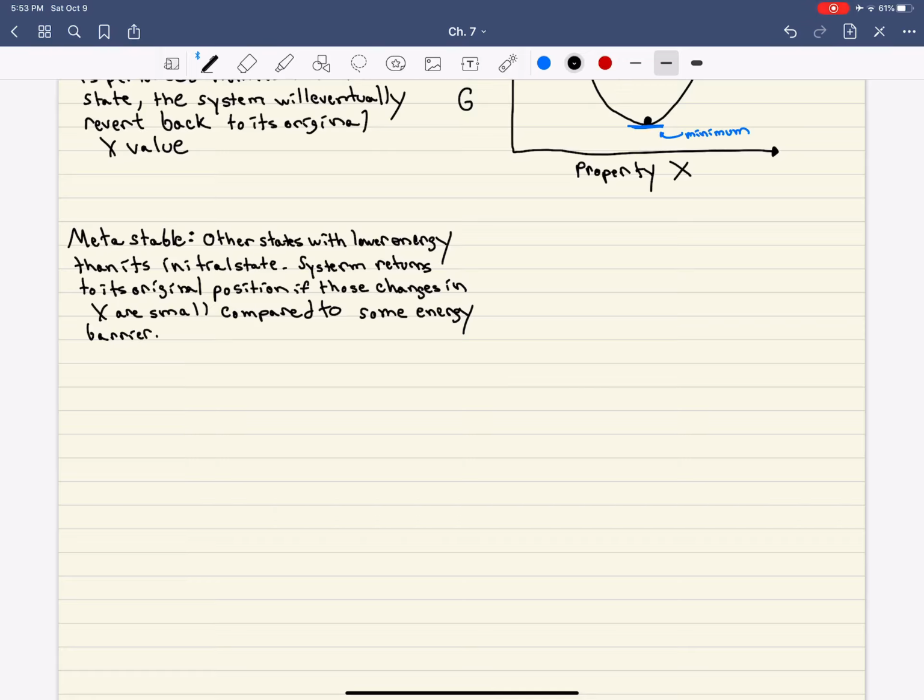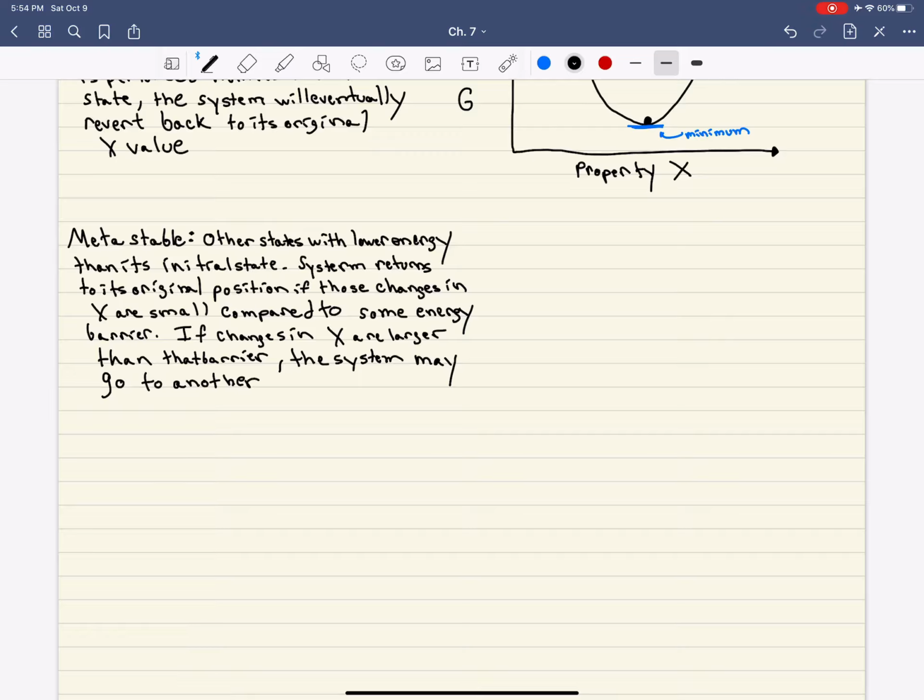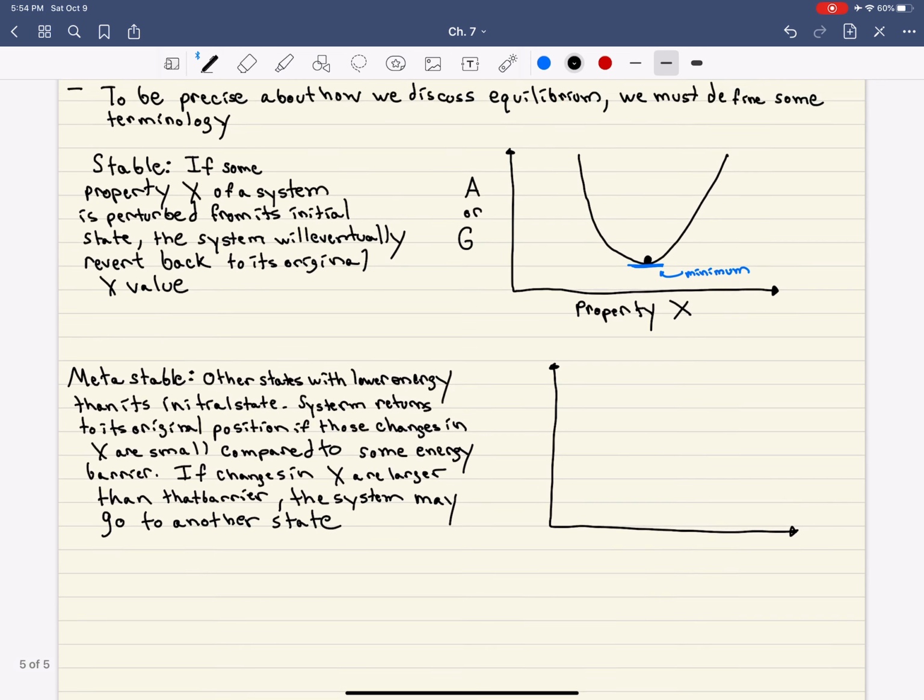Okay? But on the other hand, if the changes in X are large, larger than that barrier, the system may go to another state. Okay. All right, so that's the definition of metastable in words, but let's illustrate it using the same sort of plot that we used previously. Okay?